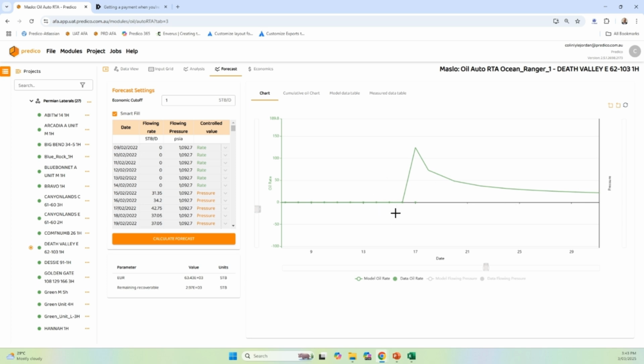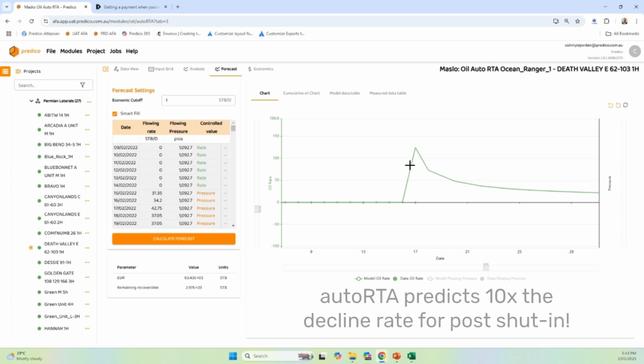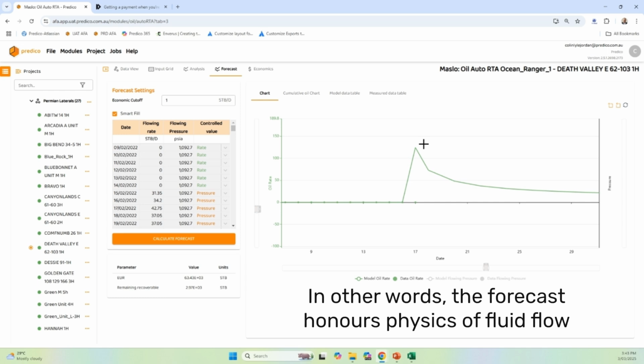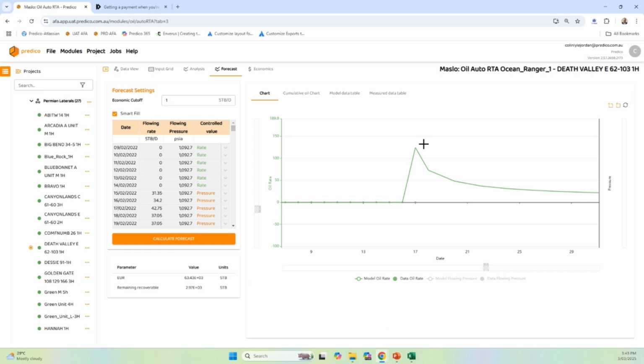So, assuming all the operational conditions stay the same, RTA is saying this thing will produce up to 100 barrels a day initially. That's 10 times greater than decline suggested. And that's because RTA accounts for pressure buildup in the near wellbore region while the well is shut in. So as we said before, decline models don't handle shut-in periods very well. They don't handle a lot of the operational changes that might happen in the future. And to sort of mimic some of this, you'd be purely guessing with decline.